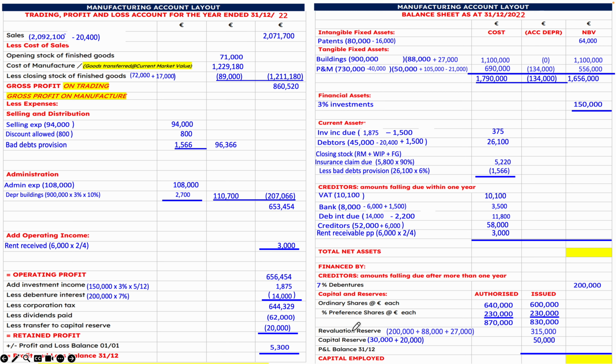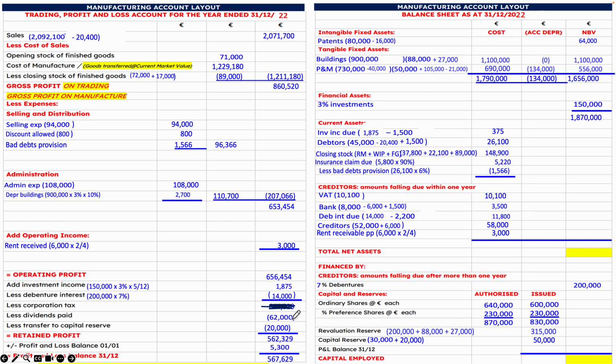Add the rent received to get the operating profit of 656,454. Add the investment income, take away the debenture interest. There is no corporation tax, so we can just take away the 62,000, take away the 20. That gives me a retained profit of 562,329. Add the profit and loss balance of 53. That gives me a profit and loss balance at the end of the year of 567,629.